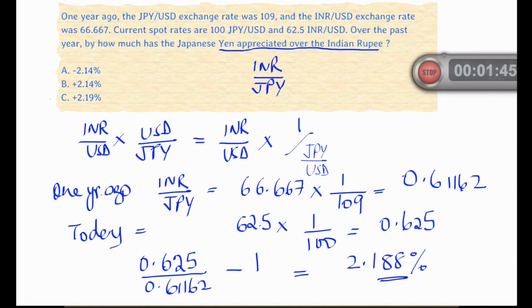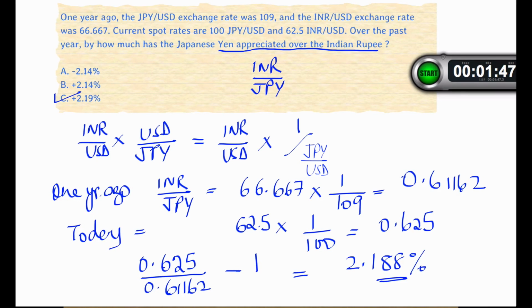I would suggest you once again review the mind map video that I put up recently covering currency exchange rates to make sure that these concepts are very clear in your mind.